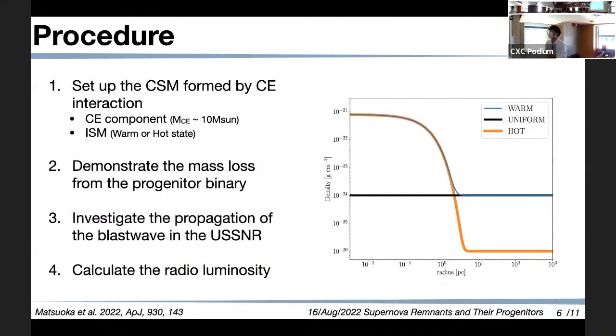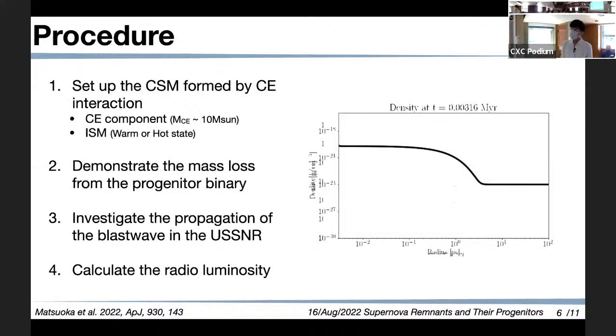So here I briefly show you the procedure of numerical modeling. First, we prepare the initial set of the circumstellar medium formed by the common envelope interaction. We prepare the initial set of something like this, which describes the common envelope component smoothly connected to the interstellar medium. Today we do not go into detail about the difference of the initial profiles, but anyway, we prepare something like this.